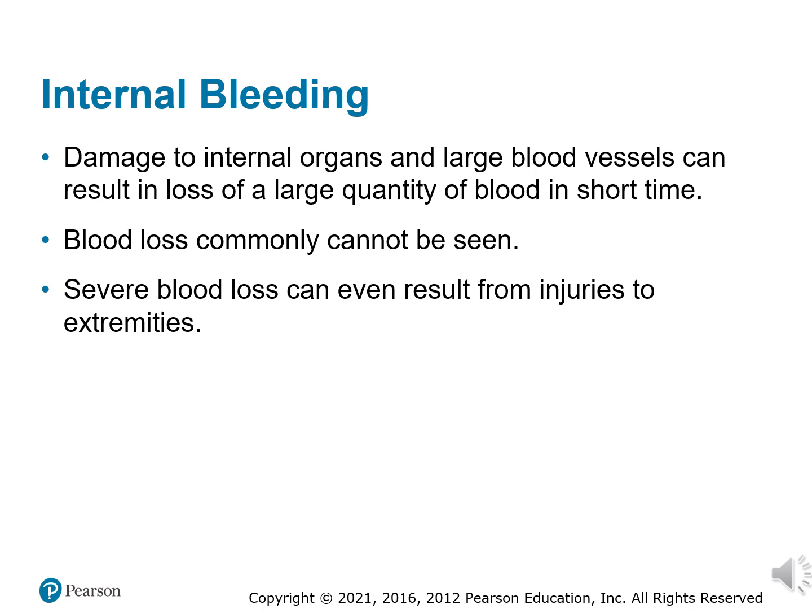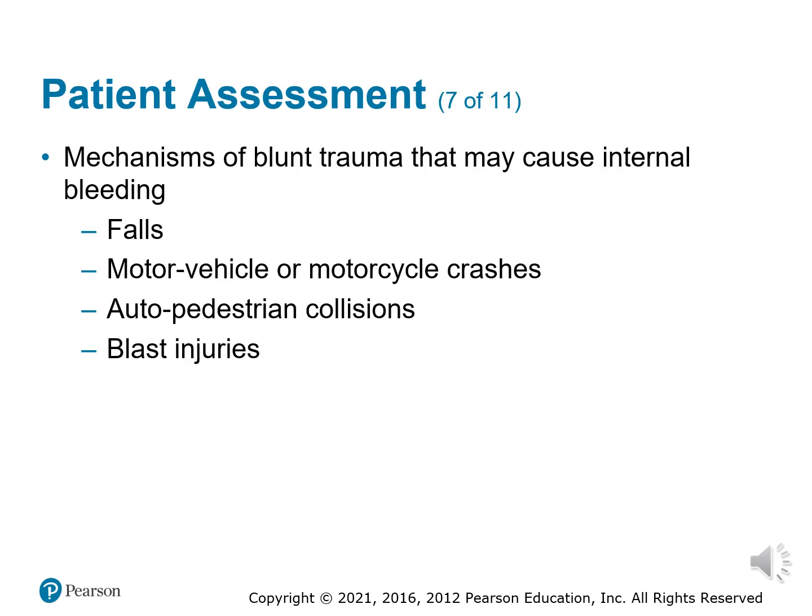Remember, sharp bone ends from a fractured extremity can tear surrounding vessels and tissues, resulting in severe bleeding. With your patient assessment, the mechanisms of blunt trauma that may cause internal bleeding include falls, motor vehicle or motorcycle crashes, auto-pedestrian collisions, and blast injuries.